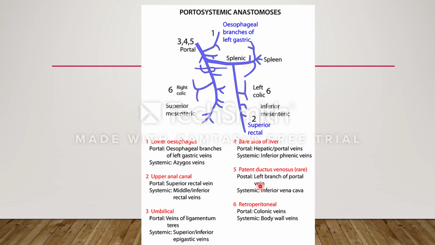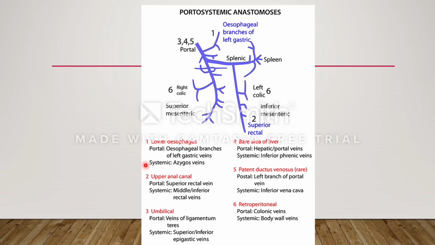These are some other sites at which the portosystemic anastomoses are present. They are present at the area of the lower esophagus, at the region of the upper anal canal, in the umbilicus, at the bare area of the liver, at the patent ductus venosus, and there are some veins which are present retroperitoneal also. These are normal anastomoses between the portal vein and the systemic vein.